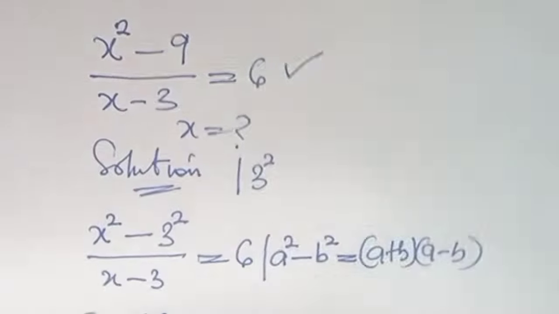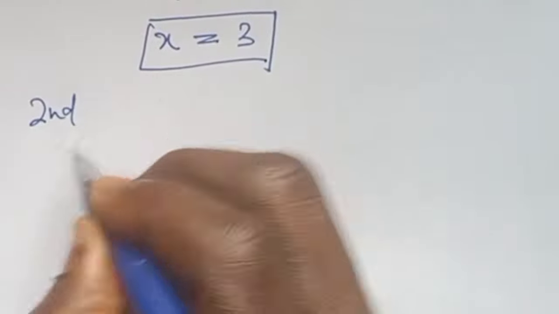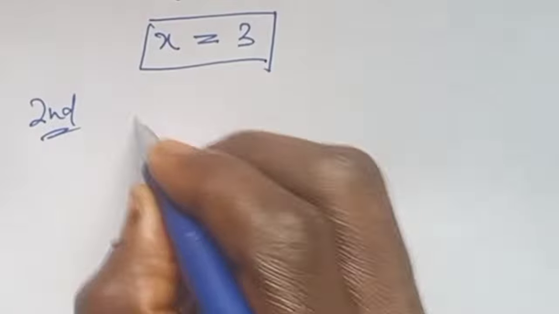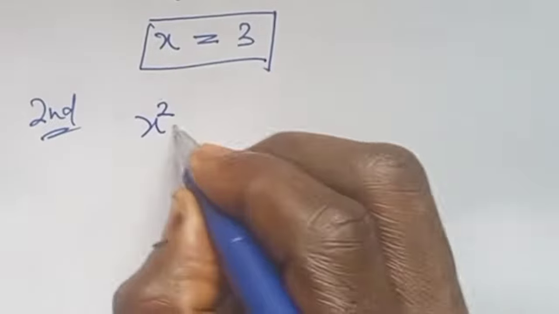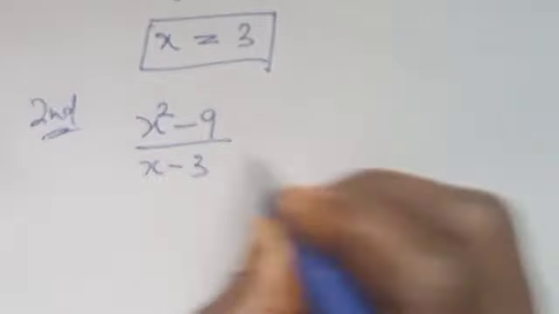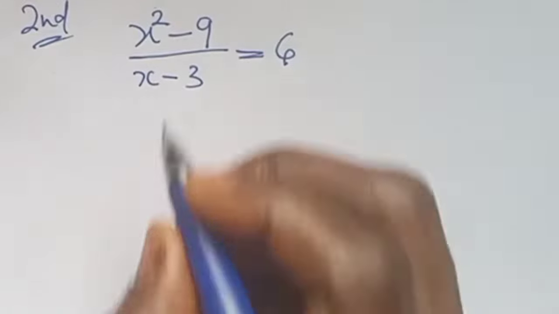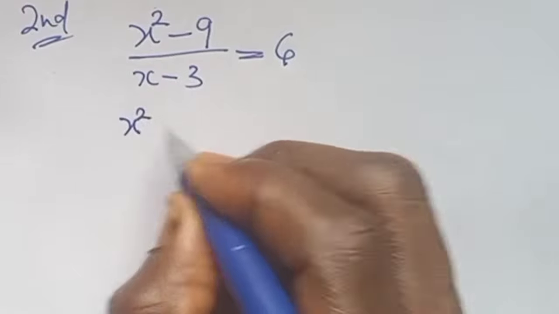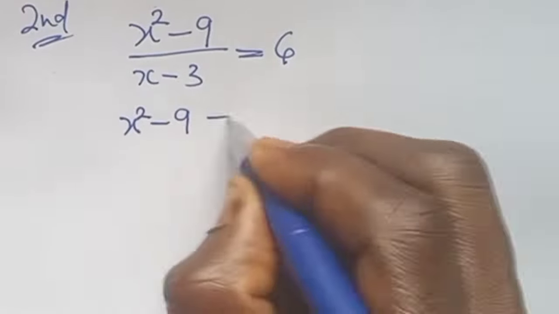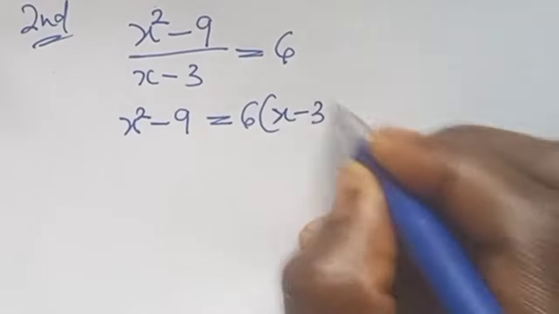And also we can solve this equation using another method. That is the second method. From our equation, x to the power of 2 minus 9 all over x minus 3 is given to be 6. If we cross multiply, we can have x to the power of 2 minus 9 equals 6 times x minus 3.